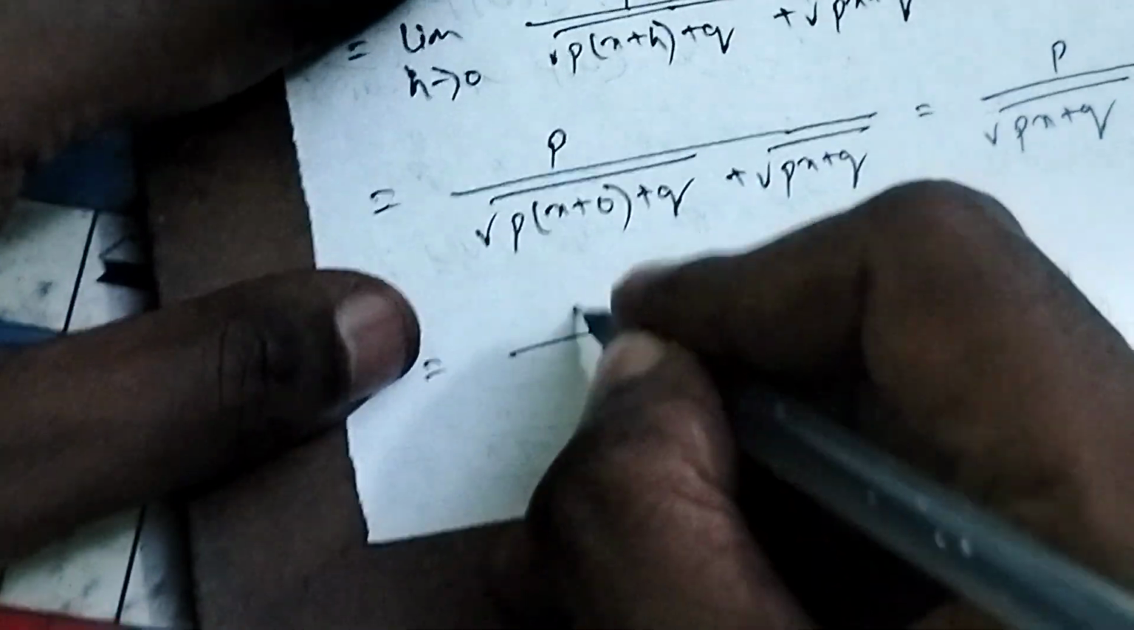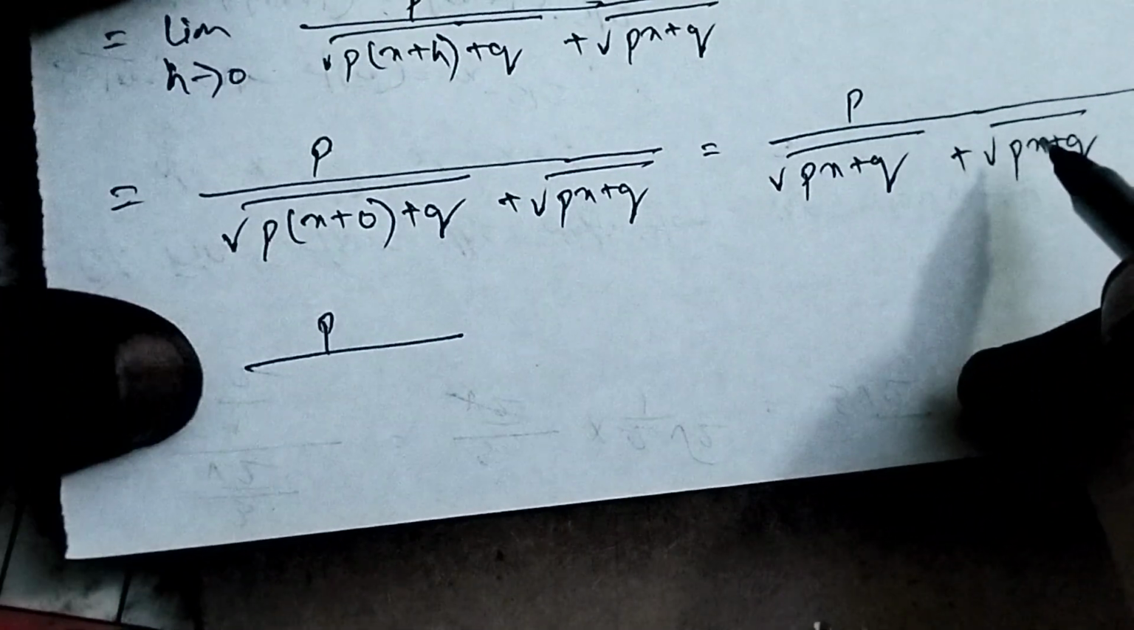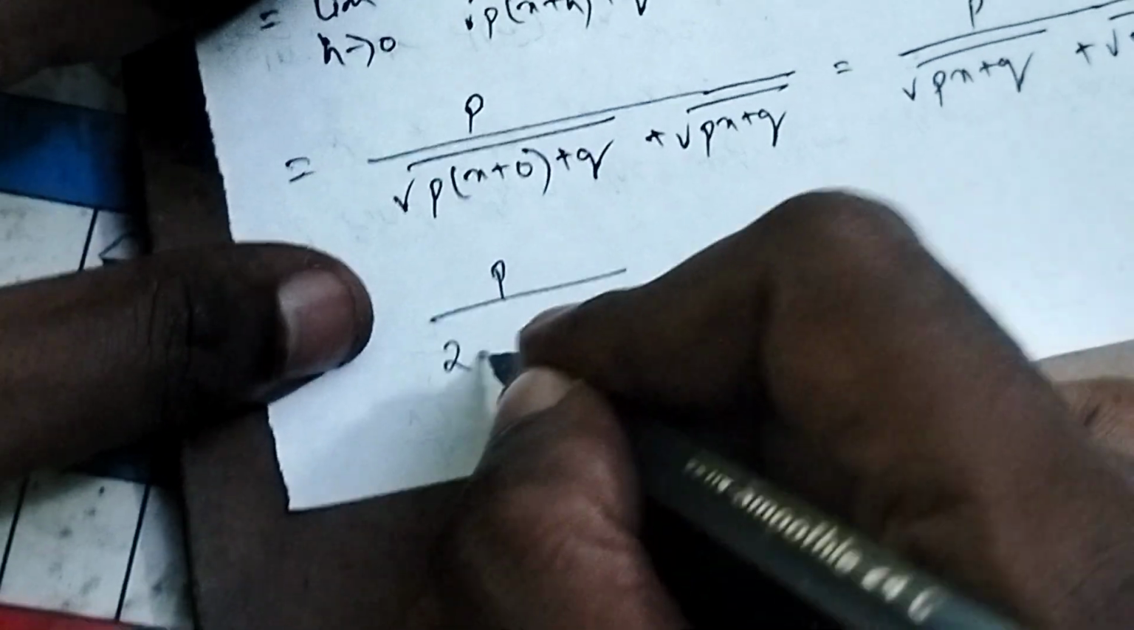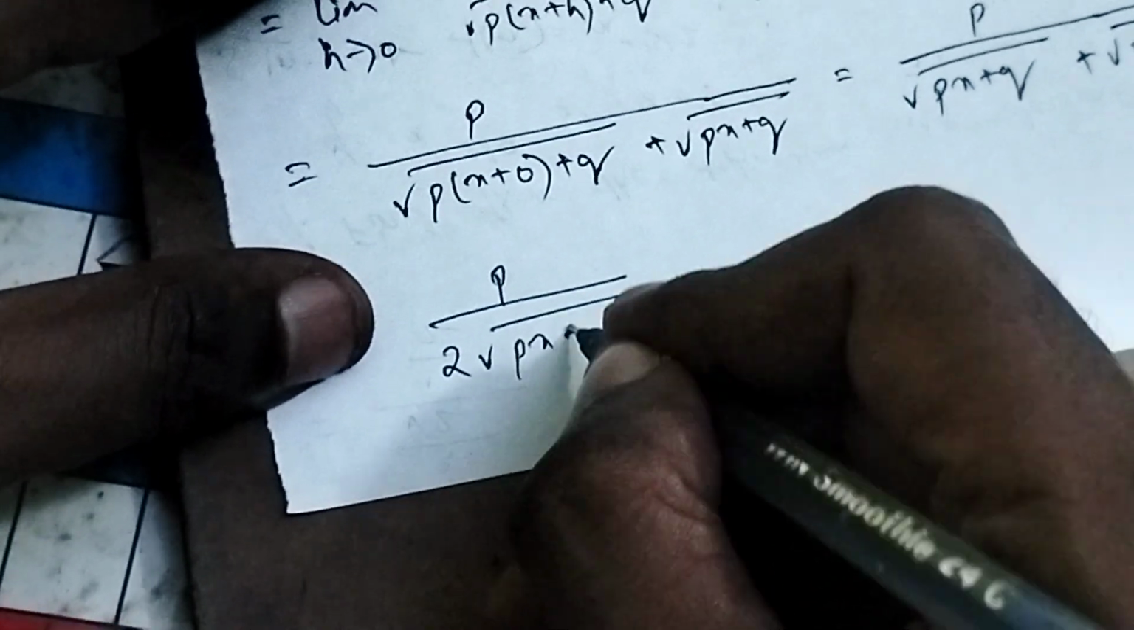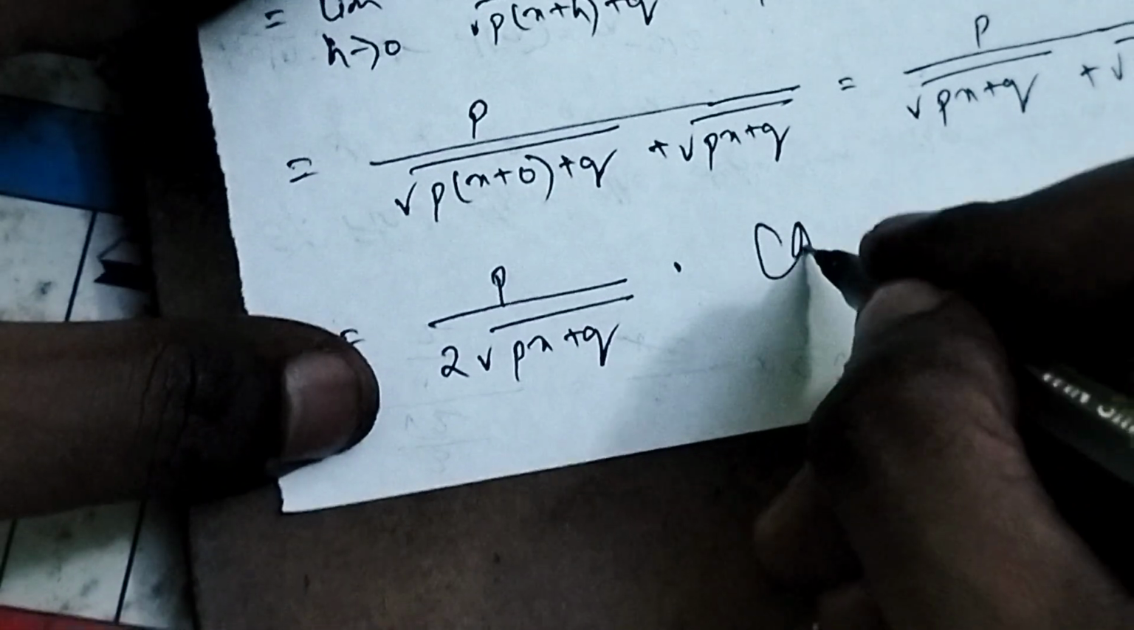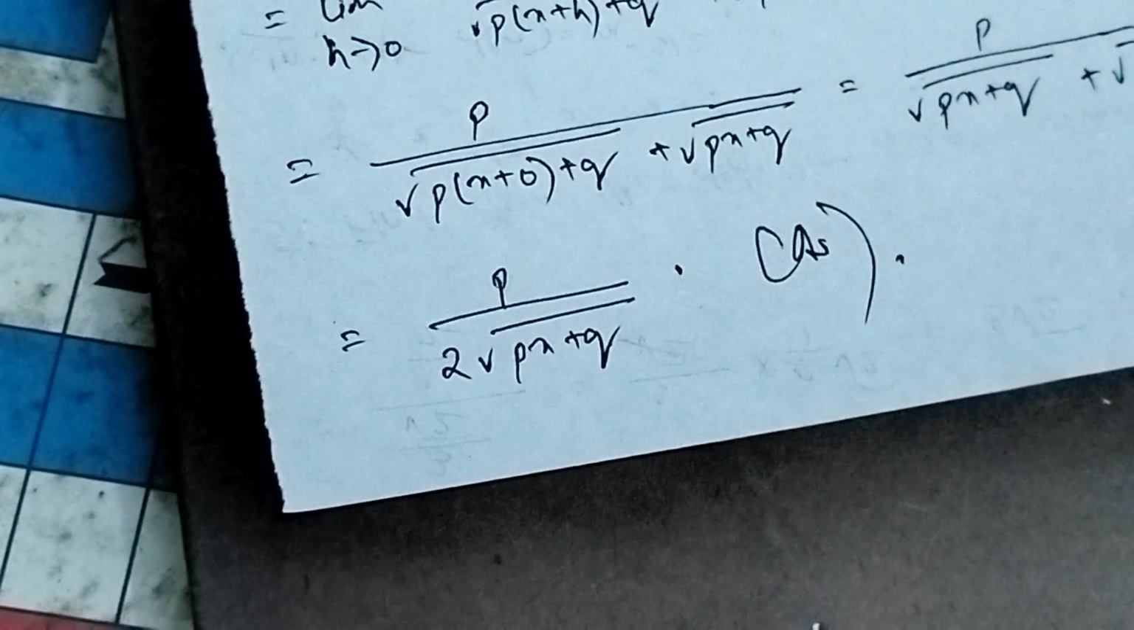So this is going to be p by under root px plus q plus under root px plus q, so it will be p by 2 under root px plus q, and this is the answer. Clear?